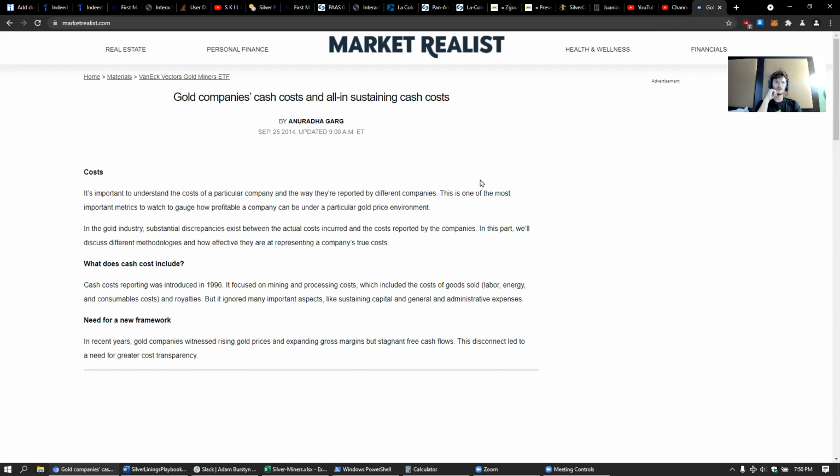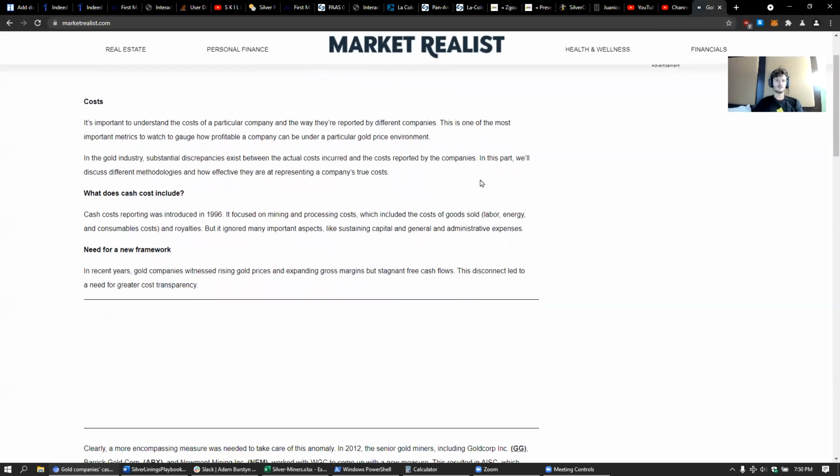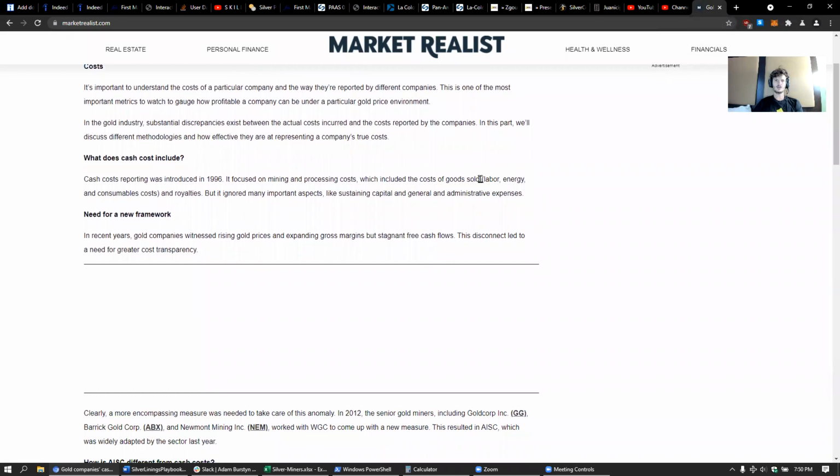So it's by marketrealist.com. Reads pretty well. And it talks about gold companies' cash costs and all-in sustaining costs. Now, once again, this applies to all miners. The only difference is calculating it for gold versus silver. So it says costs. It's important to understand the cost of a particular company and the way they're reported by different companies. This is one of the most important metrics to watch to gauge how profitable a company can be under a particular gold price environment.